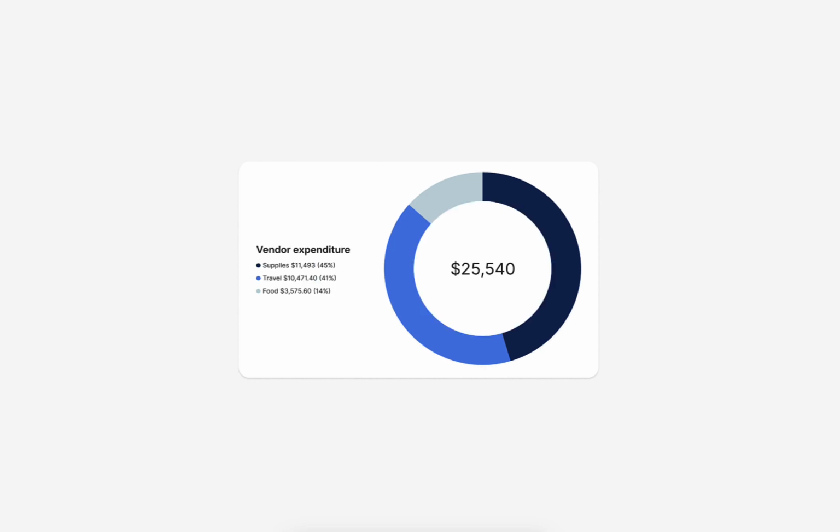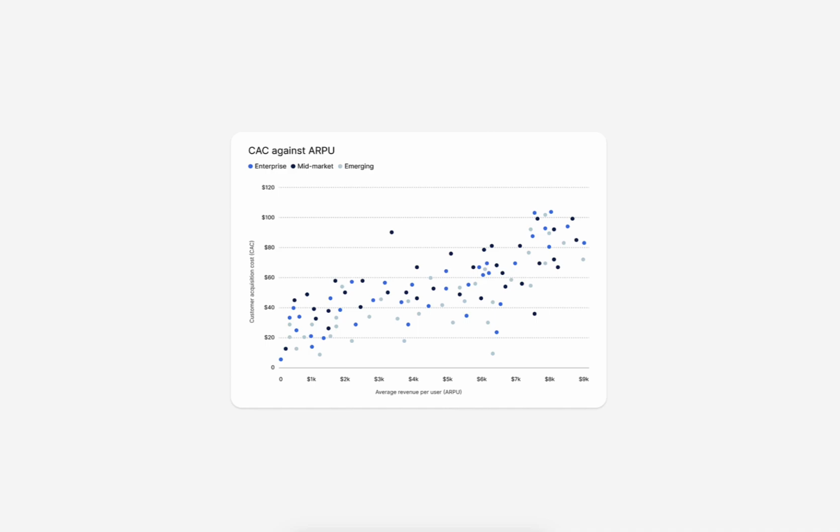The donut chart is a variation of the pie chart with a blank center for annotations. It's similar to a pie chart, but allows for central metrics such as a total value. The scatter plot displays individual data points to show relationships or distributions. It is used to identify correlations, such as the relationship between customer lifetime value and acquisition costs.